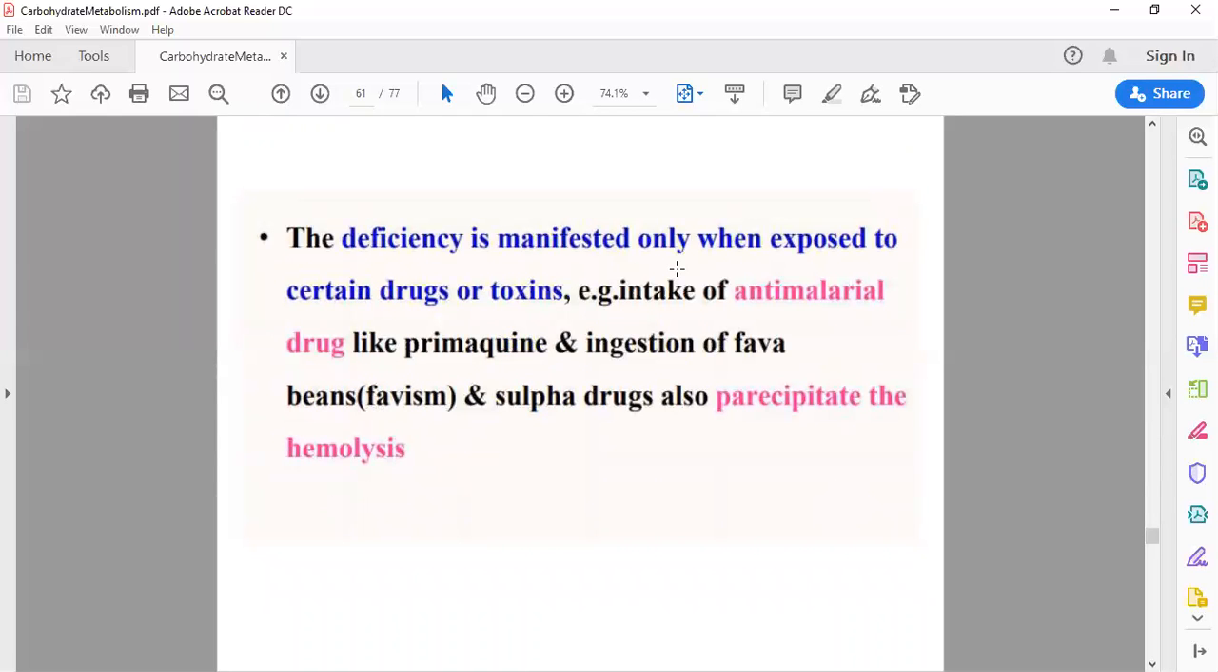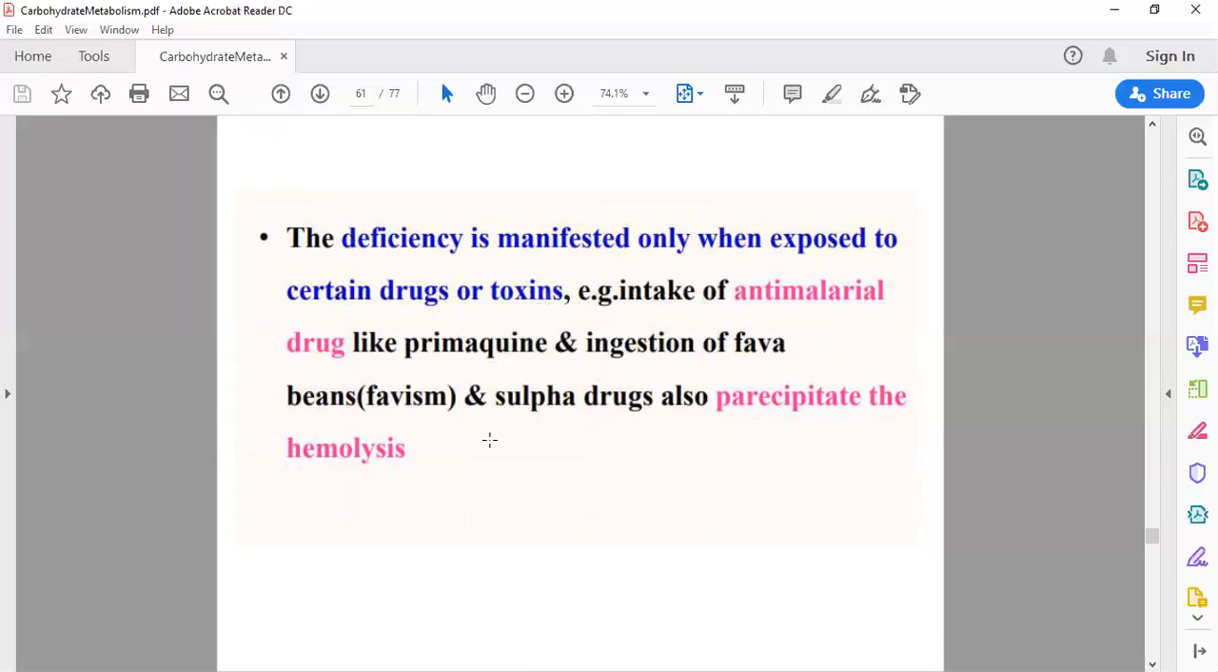The deficiency is manifested only when the person is exposed to certain drugs or toxins. For example, intake of antimalarial drugs like primaquine, and ingestion of fava beans or sulfa drugs. These also precipitate hemolysis, and the situation is called hemolytic anemia.